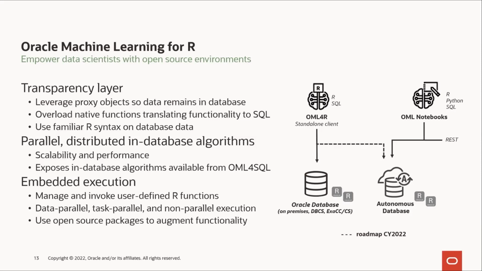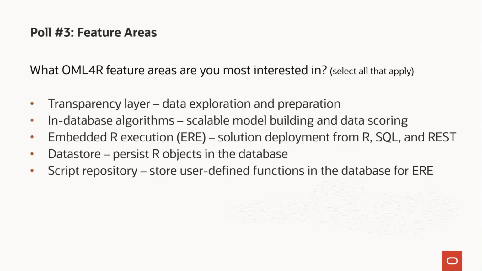Now, embedded execution enables data-parallel and task-parallel processing. For example, an open source model can be scaled to large volumes of data for making predictions by requesting that multiple engines be spawned to process chunks of data in parallel. OML provides the supporting infrastructure to simplify and automate this process. So, which OML for R feature areas are you most interested in?